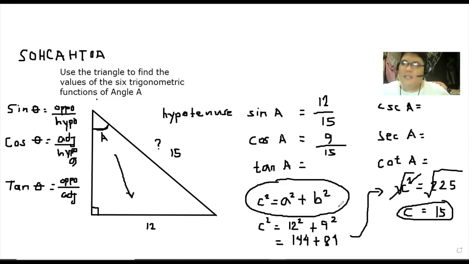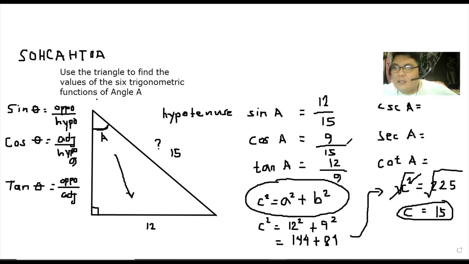Okay. Then next, yung tangent theta. What is tangent theta? Opposite over the adjacent side. So, that will be now, opposite. Saan yung opposite side natin? 12 over the adjacent 9. So, that will be 12 over 9. Ganun lang po siya. Okay? So, nakuha na natin yung tatlo. Tatlo pa yung kailangan natin.